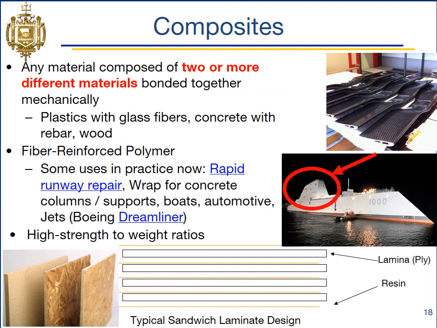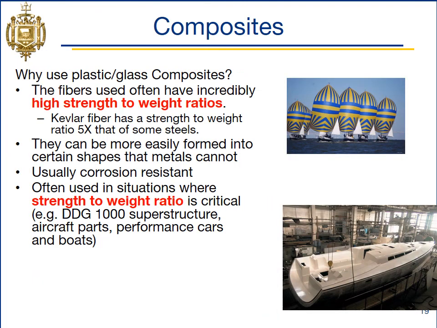But by and large, the main advantage of using composites is they're often light and they're strong, so they have a high strength-to-weight ratio. Here's a picture of a couple sailboats. Due to the high strength-to-weight ratio, they're often used in high-performance hull design as well.